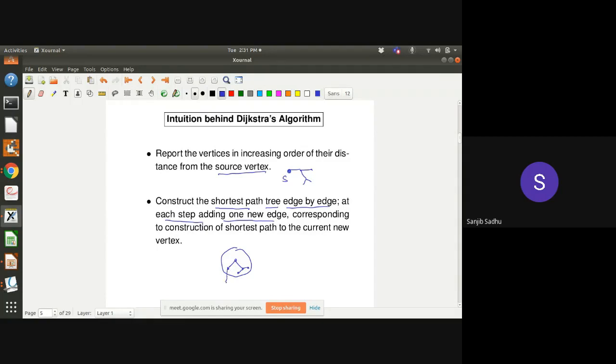Suppose I am adding this next edge. But there is a condition. I cannot randomly add this edge between these two trees. Someone may add these two. So why am I doing this? There should be some reason. So at each step we are adding one new edge corresponding to the construction of the shortest path to the current vertex. So there is some rule.